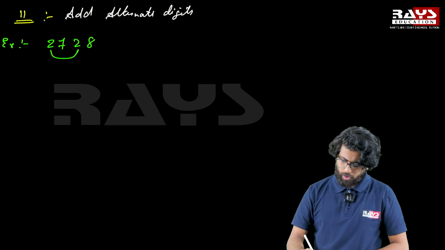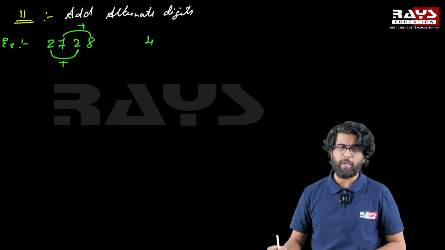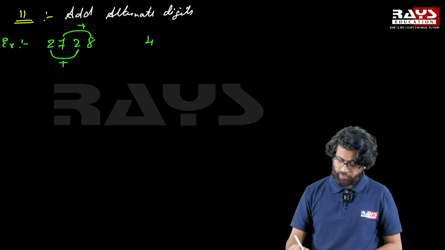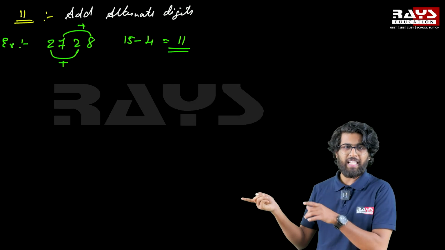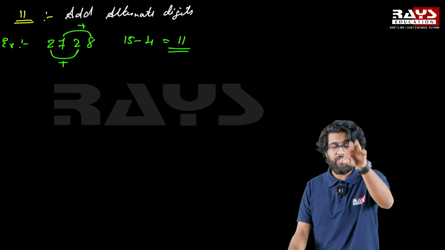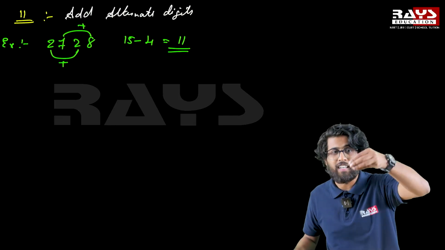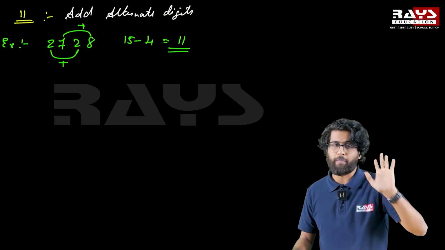2 plus 2 you have to add, and 7 plus 8 also you have to add. 2 plus 2 is 4, and 7 plus 8 is 15. So 15 minus 4 is 11. So 11 is a multiple of 11. So this will work here. And even if the subtracted answer comes as 0, then also it is a multiple of 11.